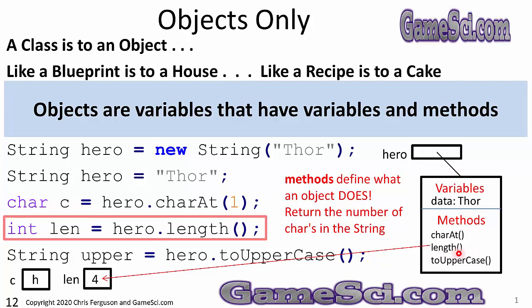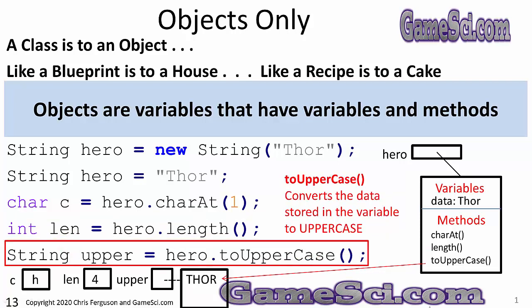The length method will literally count the characters. 1, 2, 3, 4 characters. Return a 4 to the caller and assign it to the variable length, or len. That's often what a method does. Extract some information from the object and assign it to the variable len. Getting the picture? This object reference variable, hero, has access to variables and methods. We're going inside and executing methods.